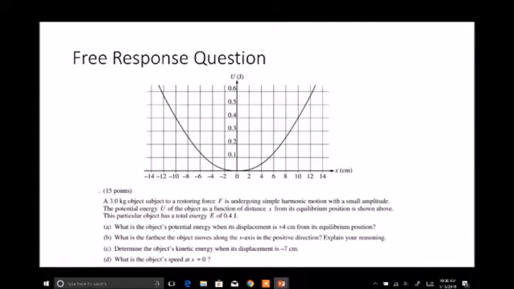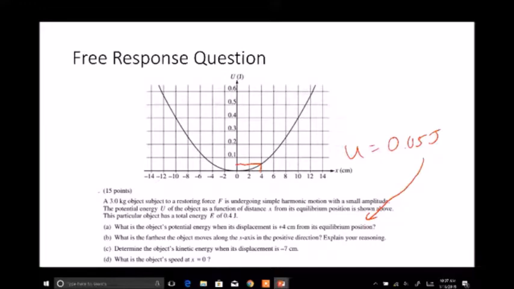What is the object's potential energy when its displacement is +4 from the equilibrium position? So we go over to about +4 from the equilibrium position, about right here. And then we follow that over to our y-axis, which is for potential energy. And that gives us about 0.05 joules at A. Now B, what is the farthest the object moves along the x-axis in the positive direction?